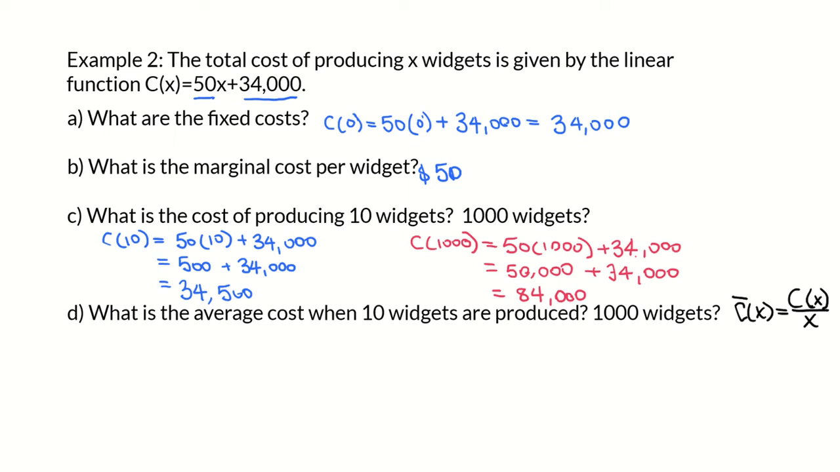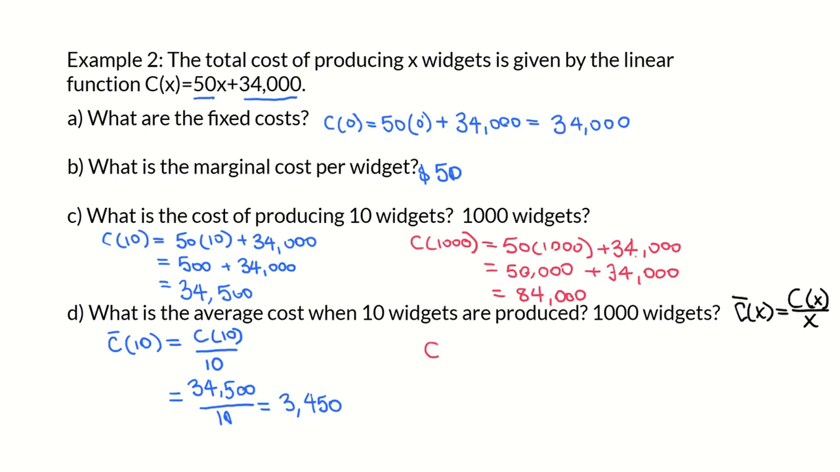So for producing 10 widgets, the average cost, C bar of 10, would be C of 10 divided by 10. We already calculated C of 10 above. C of 10 was 34,500, and then we divide that by 10. So the average cost is $3,450. So $3,450 per widget is the average cost when we produce 10 widgets.